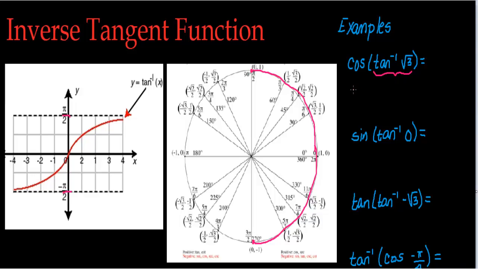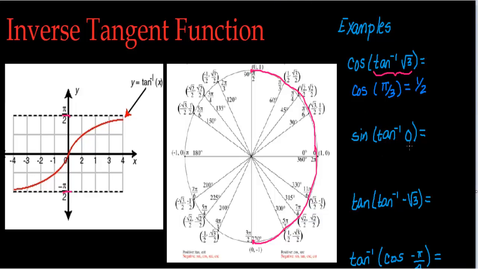So I can rewrite this as the cosine of pi thirds. And since square root of 3 is positive in this case, then I'm in the first quadrant, so it has to be pi thirds. And then I can easily say that the cosine of pi thirds is the x-coordinate of pi thirds. That equals 1/2. And you're done.